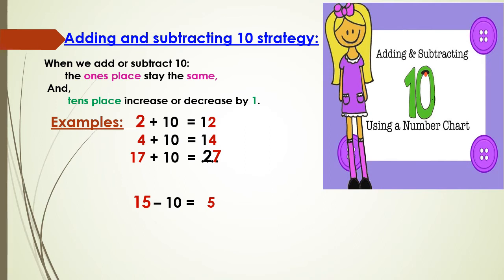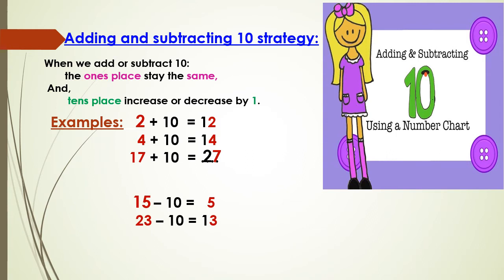And look at tens place. We will subtract 1 from tens place. So 1 minus 1 equals 0. So we will write 0 on the left. Okay? 0 on the left. We will not write it. Okay? So 15 minus 10 equals 5.